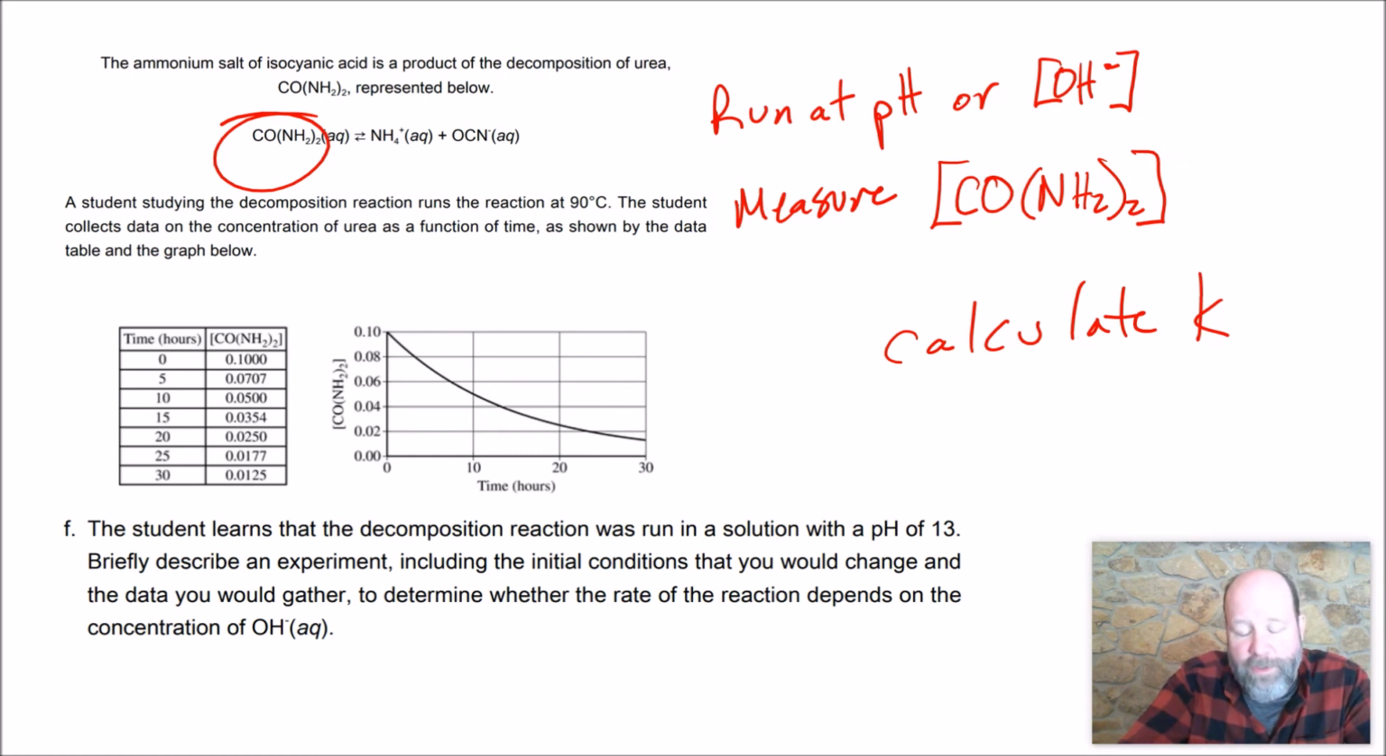Based on the actual rubric, this is only a 1 point question. And so you have to say that you're going to run it at different, I didn't put different in here, but different pH or hydroxide concentrations. And then you're going to measure the concentration of urea. And that's all you had to say, and you would get the point.